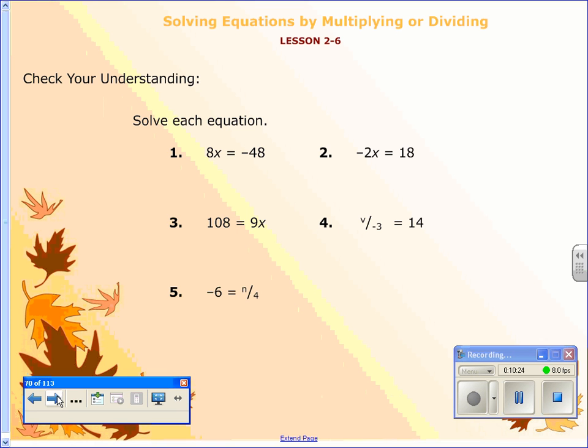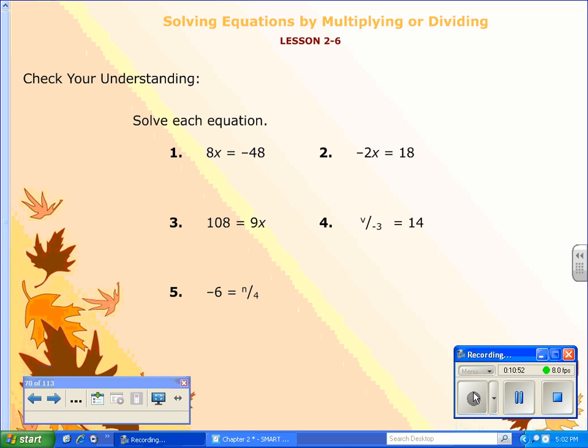All right. So we're at the end of this lesson. And what I want you to do is solve 1, 3, and 5. Again, check out what operation is happening each time so you make sure you do the opposite of it. So number 1, they have 8 times x is the same as negative 48. What would you have to do to get x alone? And so on. So again, do 1, 3, and 5, and then come back and check your answers. Go ahead and do that now.